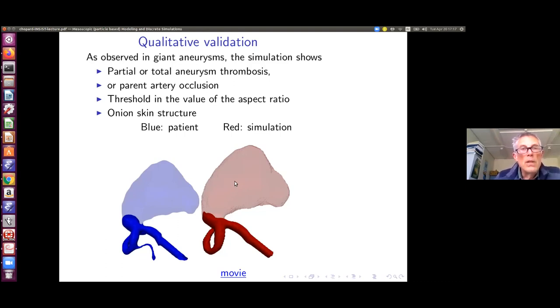But actually, you also observe many of the phenomena that are known by clinicians: you have this partial or total thrombosis. Sometimes you may even have apparent artery occlusion. And you have what's called the threshold in the aspect ratio. Small aneurysms or big aneurysms don't react the same way to the disease, and we can explain these types of things with the model. Also, we see what people call the onion skin structure of the clot. It builds by layers like this. This is, of course, well captured by our model.